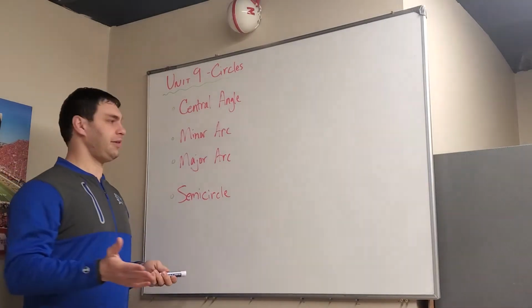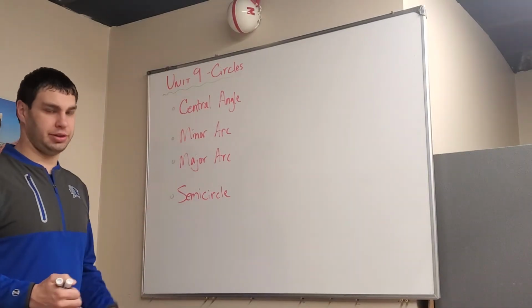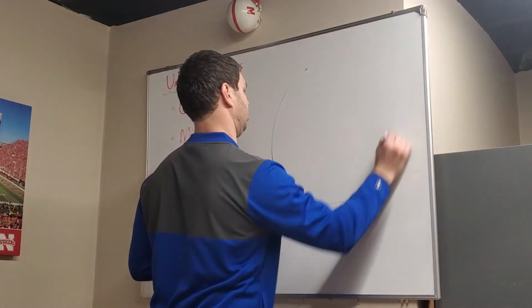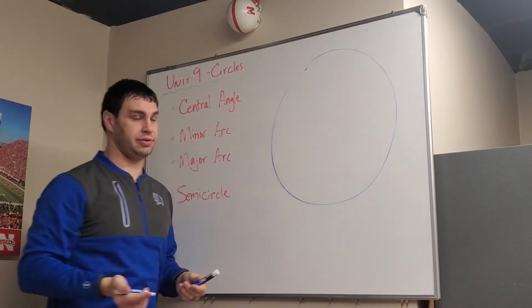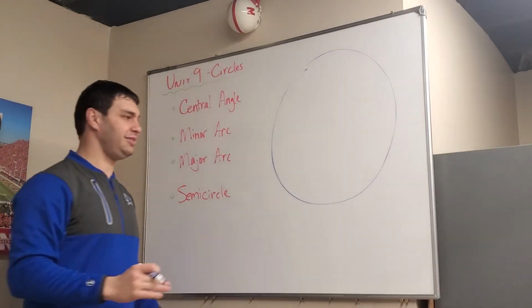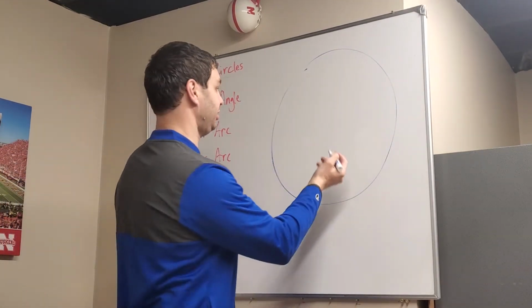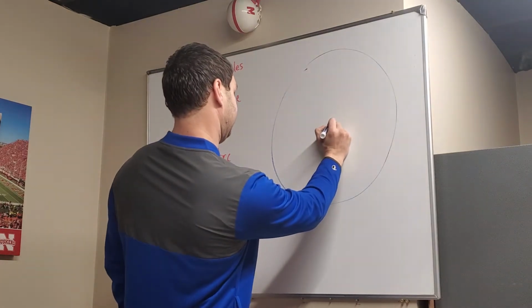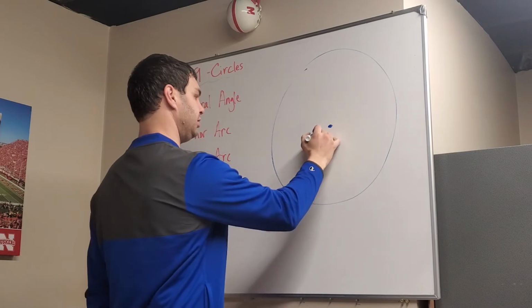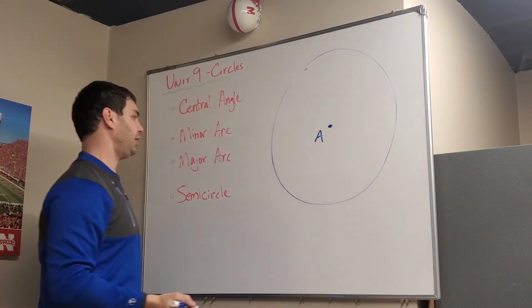Alright guys, I want to go over a couple more definitions for you here in our circles unit. So let me draw a circle. Good enough. First off, any circle you always want to probably have a center. So let's put the center in here. Let's call this one A, just keep it nice and simple.